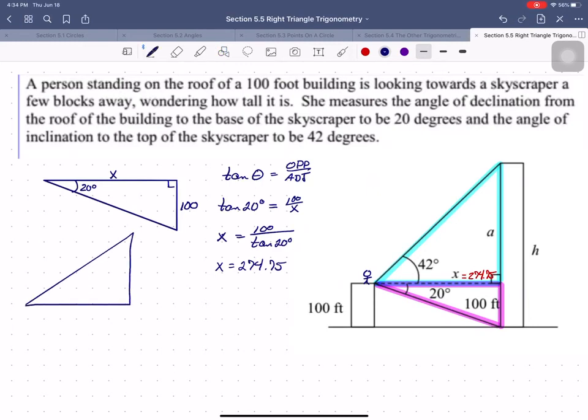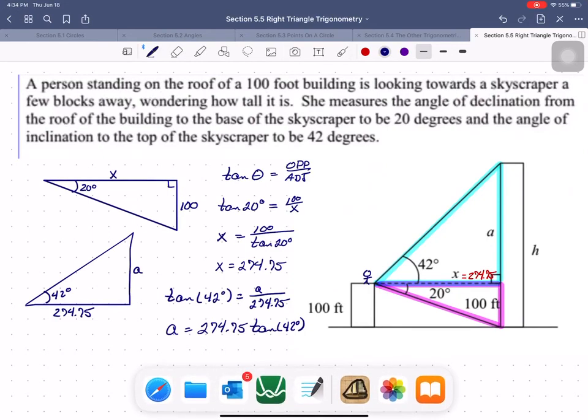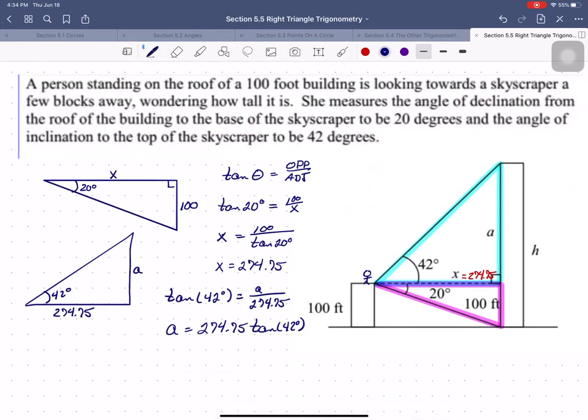Right? And we know this side is 274.75. This is my unknown a, and this is 42 degrees. So again, using tangent, the tangent of 42 degrees is equal to a over 274.75, which means that a equals 274.75 times the tangent of 42 degrees. That is not one of my special known unit circle values.